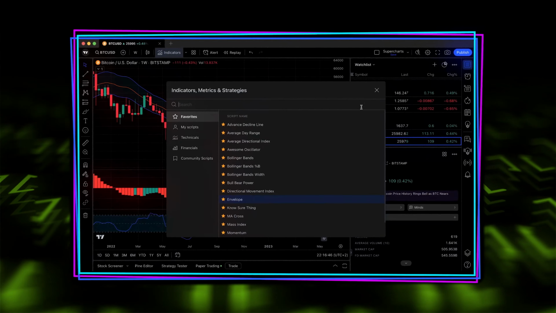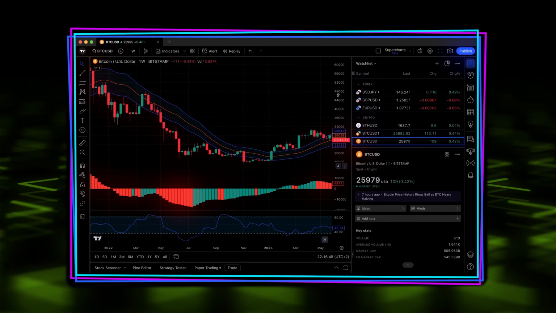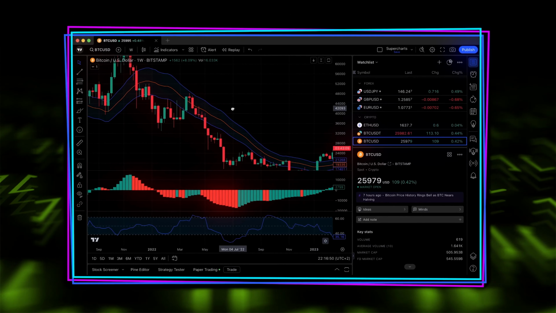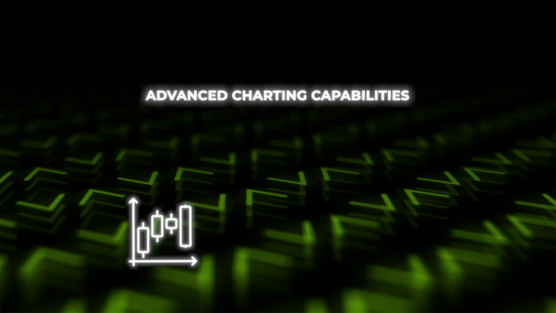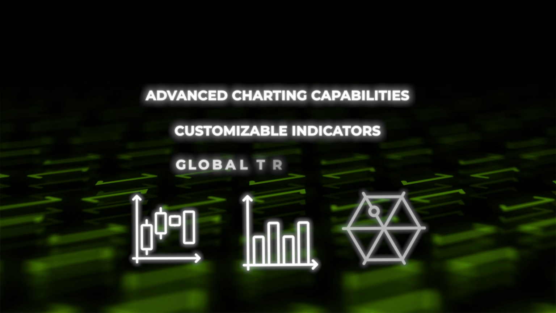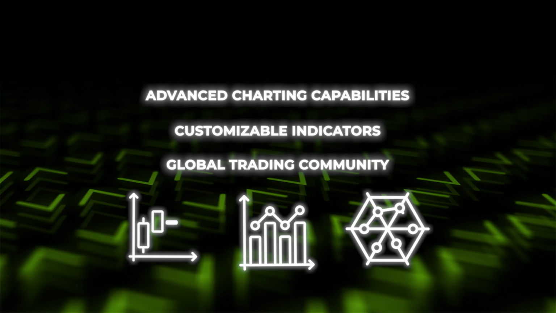From advanced analysis to executing trades directly from ThinkCapital, this guide will help you succeed. TradingView is one of the most powerful tools available for traders. Its advanced charting capabilities, customizable indicators, and global trading community make it essential for success. With ThinkCapital, you can execute trades directly from TradingView, blending analysis and execution in one seamless experience.